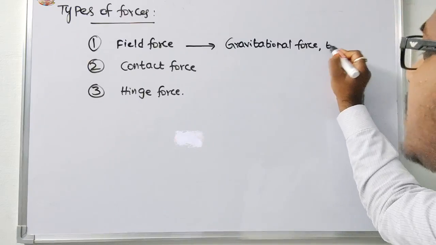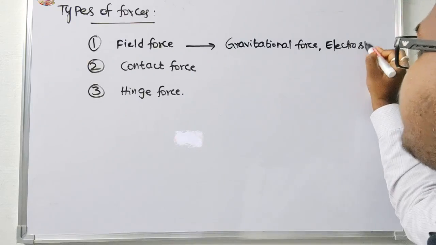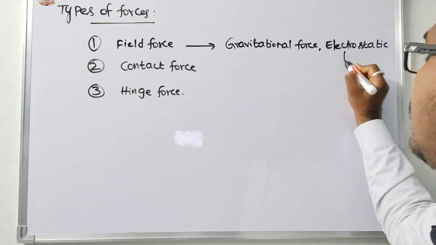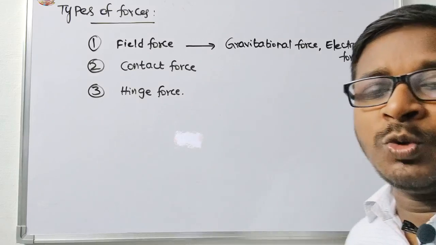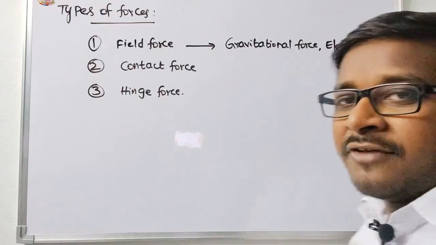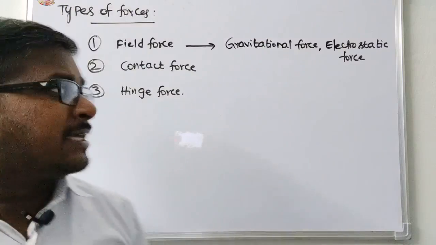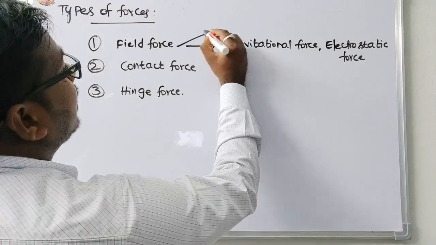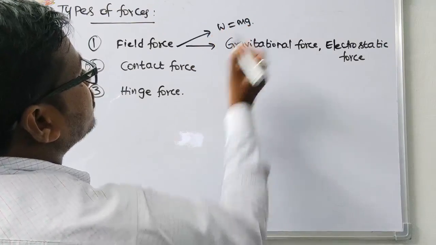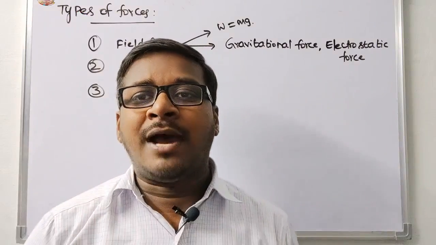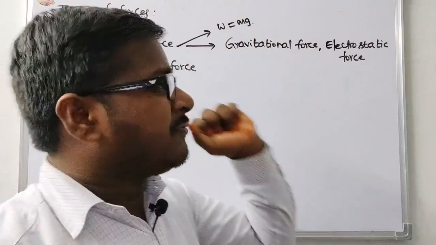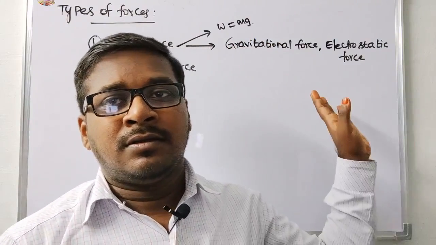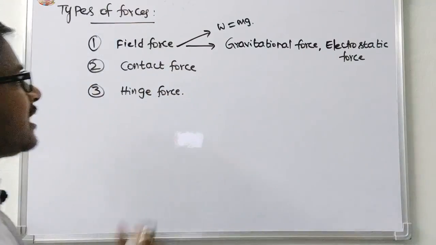The next is electrostatic force, the force of attraction between two types of charges. This is field forces. The weight of a body also comes in this category. W is equal to mg, that is the gravitational force, students. Weight is equal to mass times acceleration due to gravity. This is also a field force.